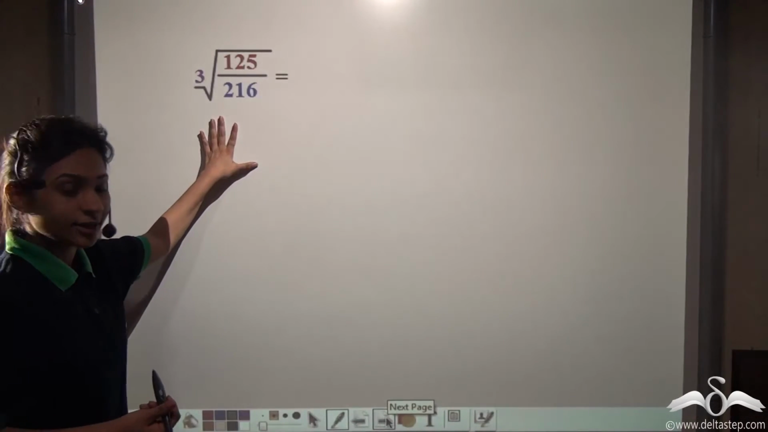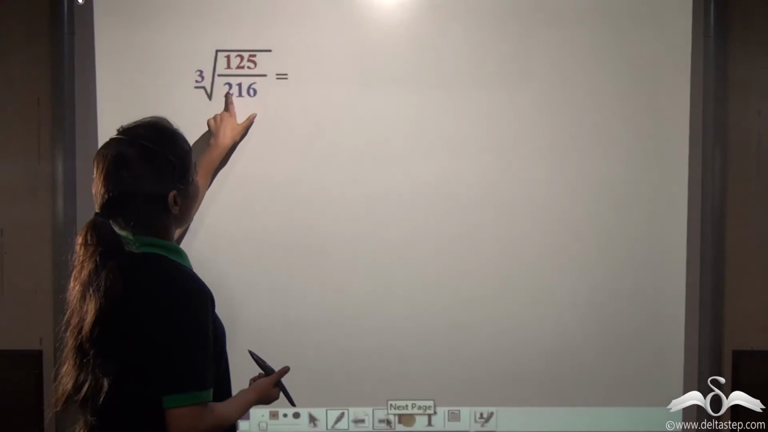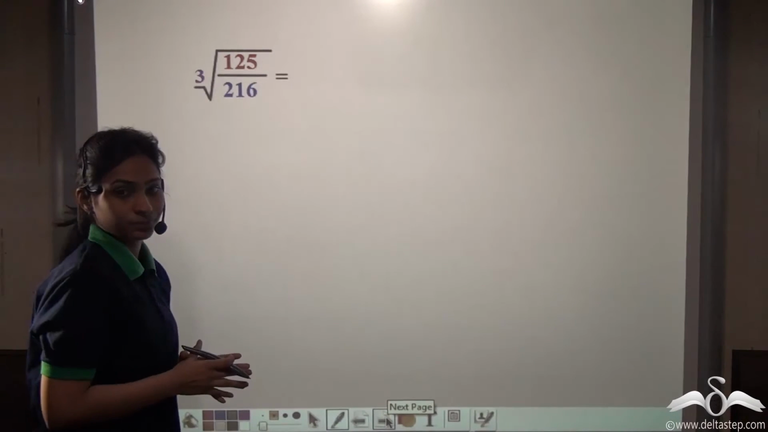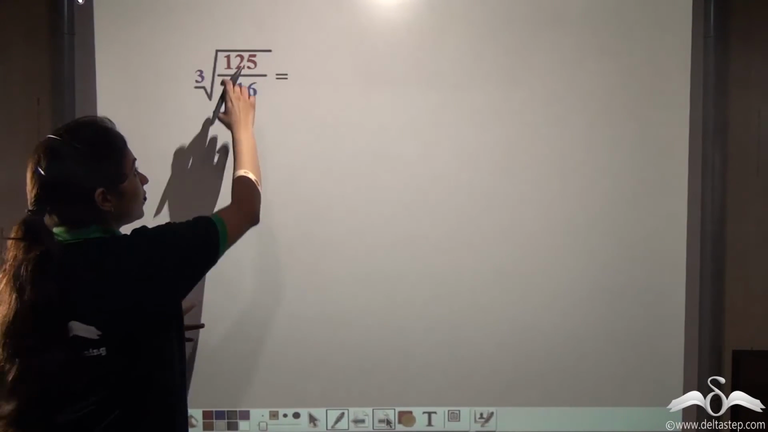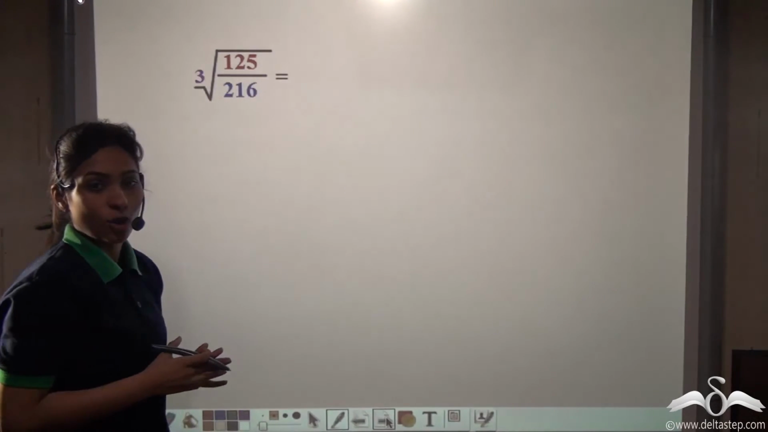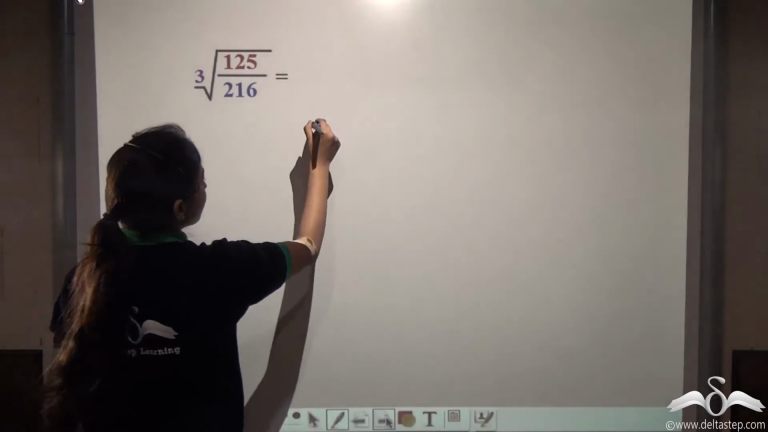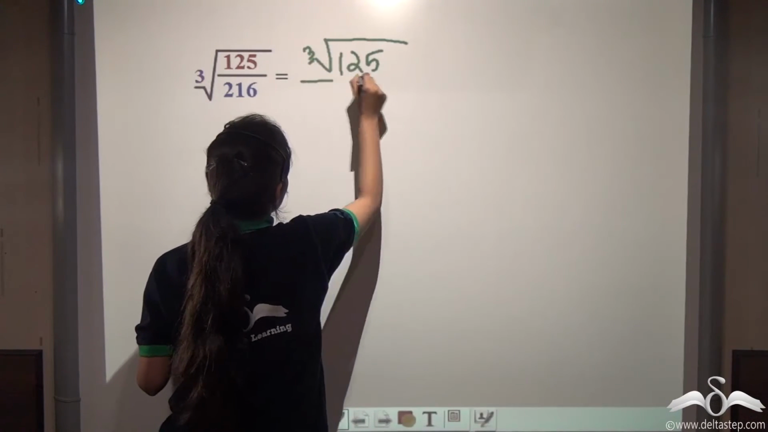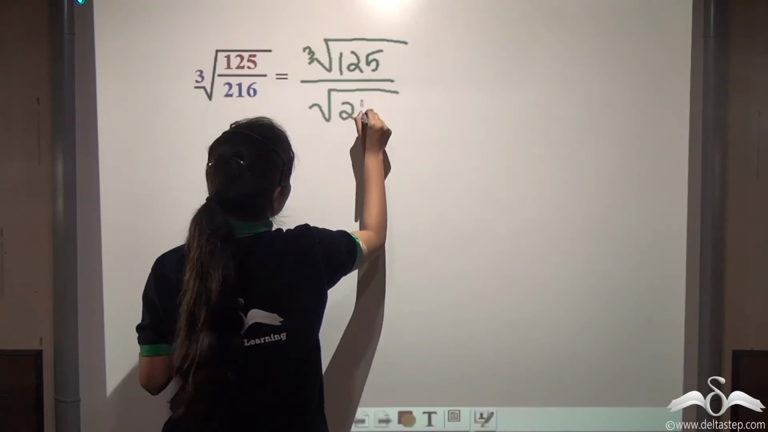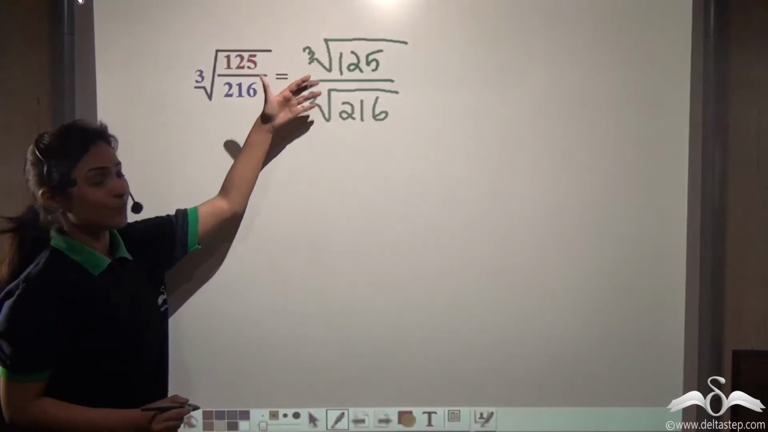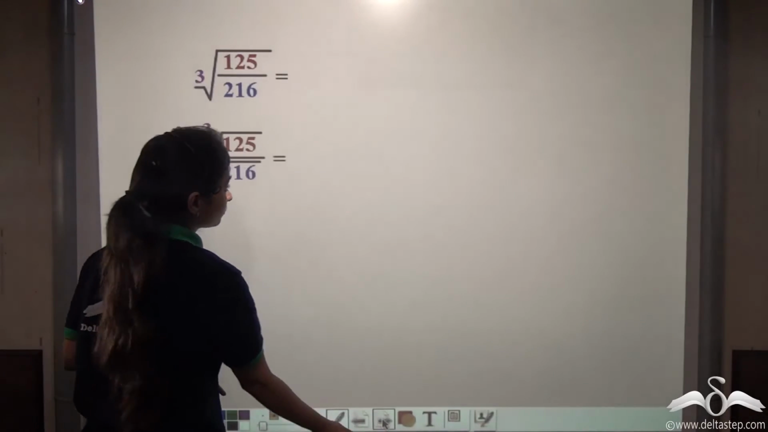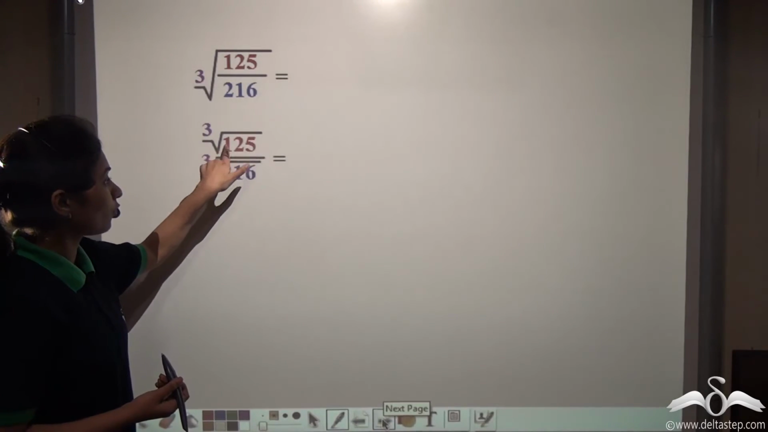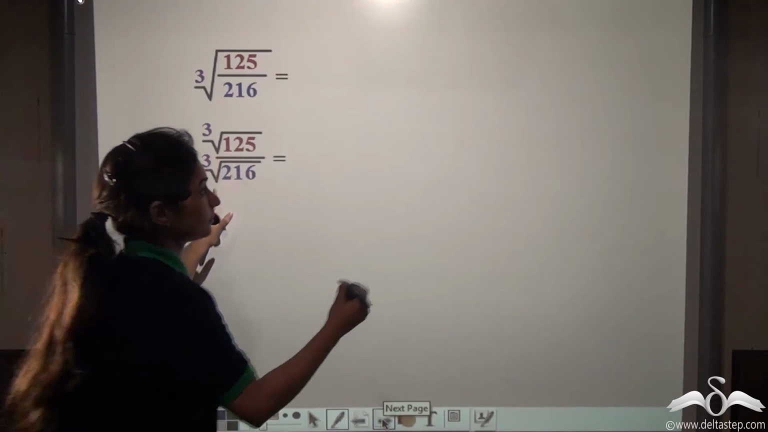See, here we have an example. Here we have 125 by 216. Now we have to take the cube root of this fraction. Just now what did I tell you? You have to find the cube root of the numerator and denominator separately. So we can write this like this separately. Now find out the cube root of them separately. Now how will we find out the cube root of 125? Just prime factorize it.